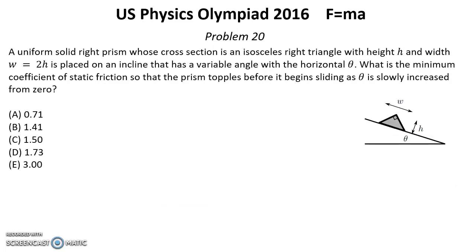Problem number 20. A uniform solid right prism whose cross-section is an isosceles right triangle with a height h and the width w equal to h is placed on an incline that has a variable angle with the horizontal, theta. What is the minimum coefficient of static friction so that the prism topples before it begins sliding as theta is slowly increased from 0? Solution for problem 20.